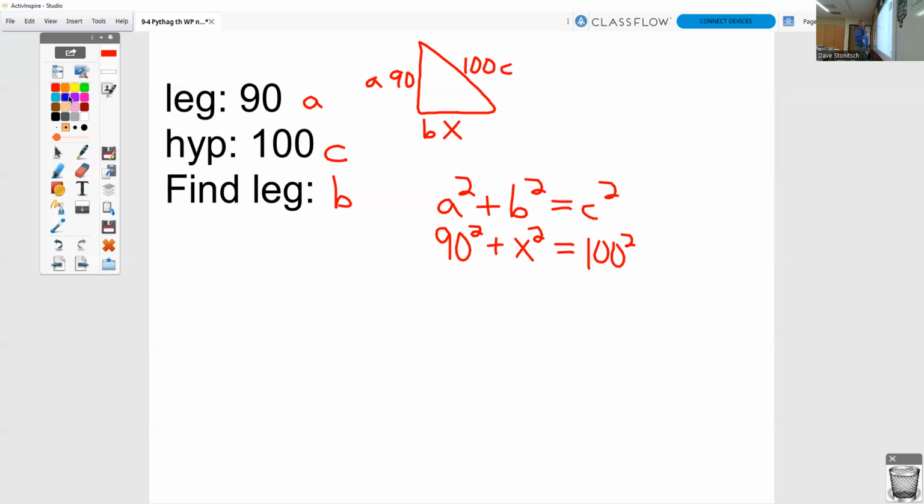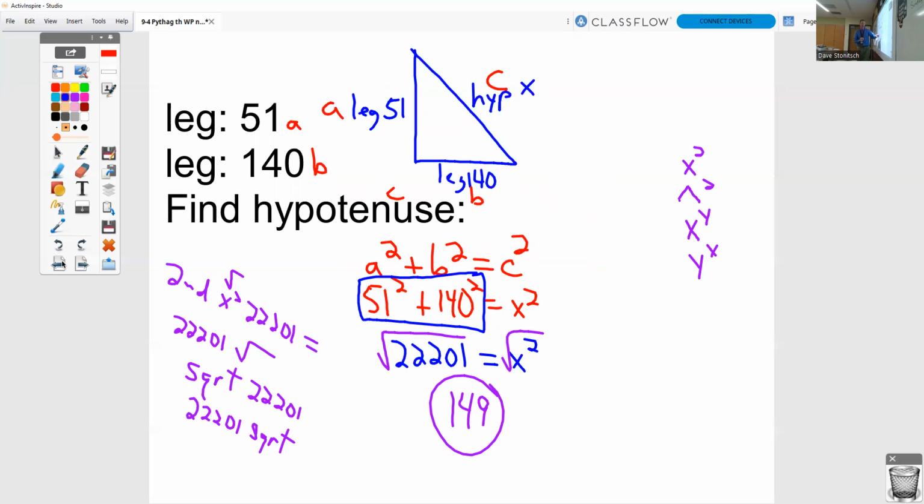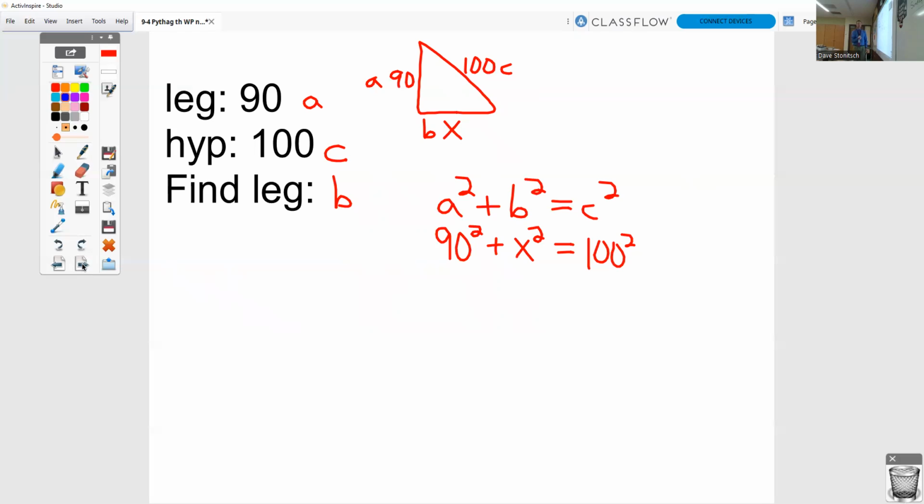Now, this time we're going to have to do it a little bit different. It's not like the previous problem. On the previous problem, we had the x squared all by itself already. We need to get this x squared all by itself. So we need to get rid of that 90 squared. We need to turn them into normal numbers first.